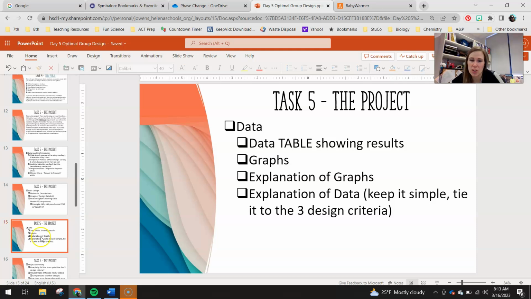And then an explanation of your data. This should be just a short little, this is the results we got. It's basically we have our data in our data table. Now we're going to explain that data verbally. We're not going to give reasons as to why or how it ties in.